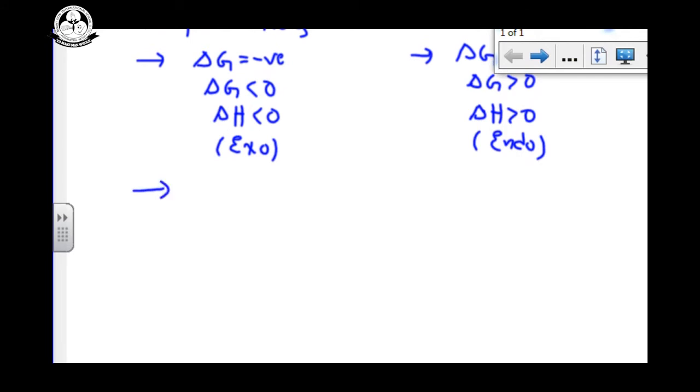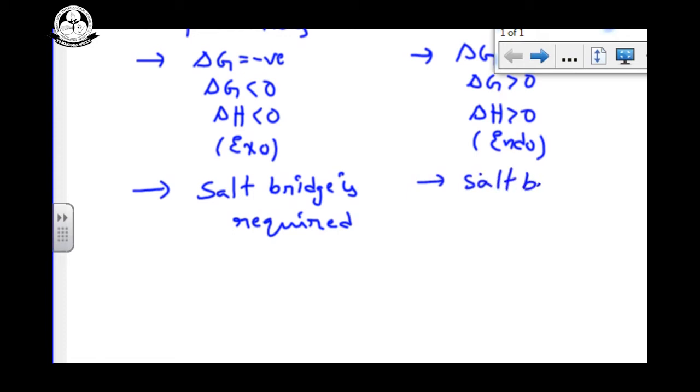Here, a salt bridge is required, needed. But here, there is no need of any salt bridge. Salt bridge is not required.